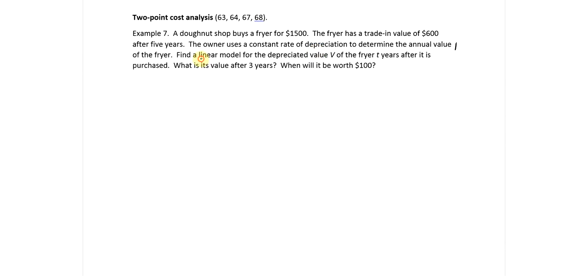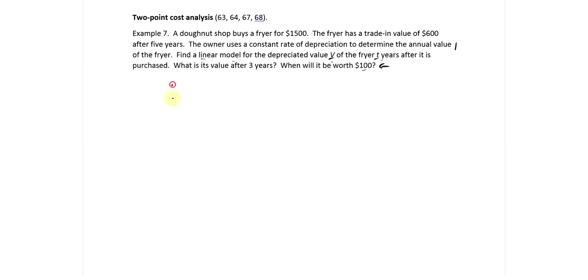So what we want to do is find a linear model for the value V of the fryer T years after it is purchased. And then how much is it worth after 3 years? When will it be worth $100? These two are very much like the last two questions in the previous problem. We have an equation that will involve V and T. Here they're saying when T is 3, what's V? When V is 100, what's T? Okay.